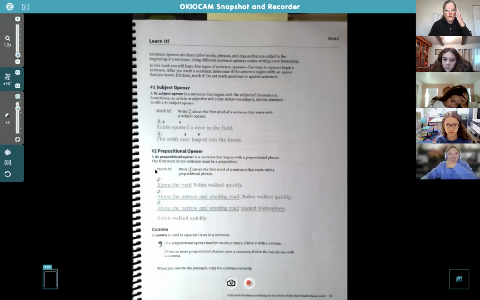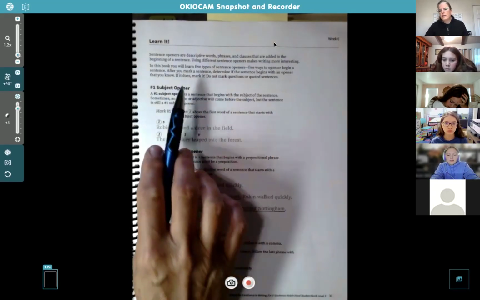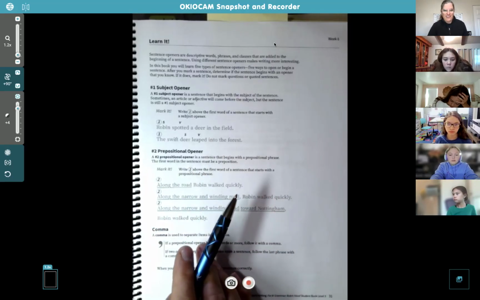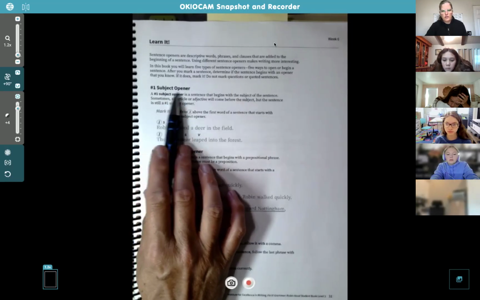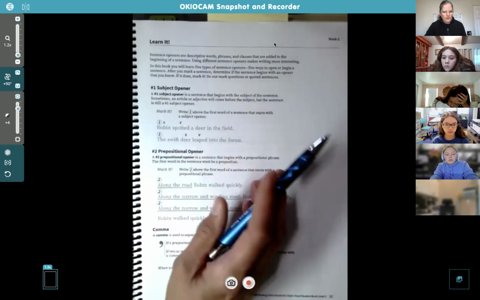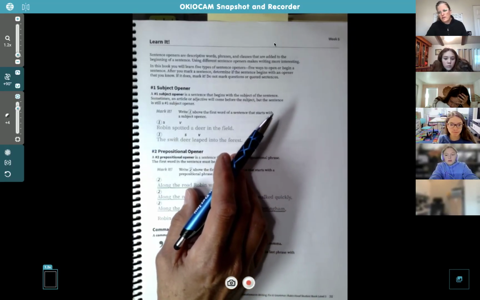Maybe not as far as a career, but at least for what your classes are, and especially going into high school and college. So today we're going to talk about two different types of openers. This means how the sentence begins. So the first one is called the subject opener. It's a number one opener. And it starts with the subject. Pretty easy. That's how most sentences start.